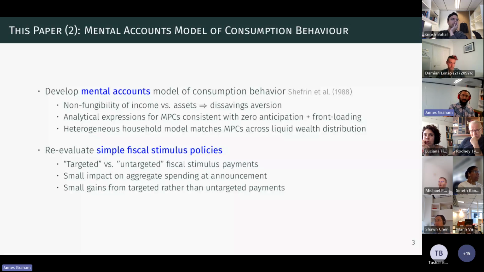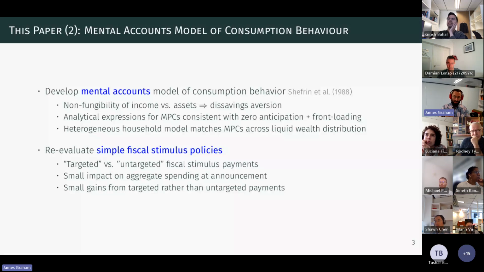So we're going to instead turn to the behavioral macro literature, and we're going to follow one paper by Sheffrin and Thaler, but Thaler made this work very popular, these mental accounts models of consumption behavior. There are technical ways of describing this, but I'm going to give you a story instead. I'm going to think of my mother when I was young.